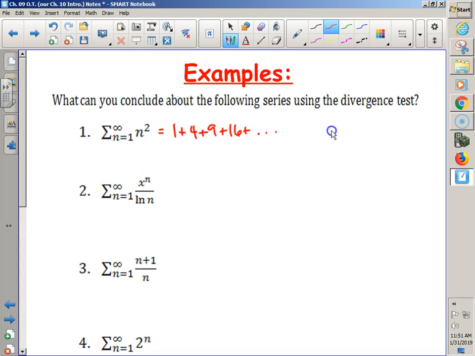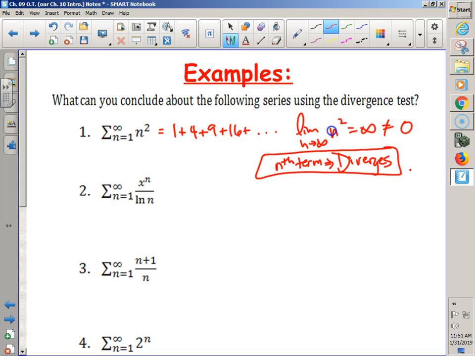Oh, it doesn't work. Okay, nth term test. What's the limit as n goes to infinity of n squared, which is not 0. Hey, guess what? By the nth term test, this thing diverges. Application. But what about number 2?